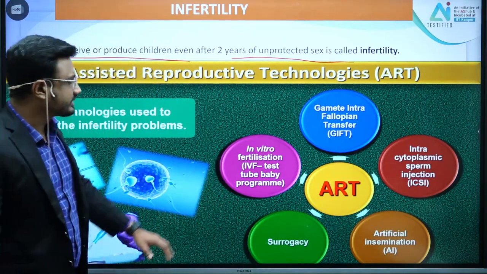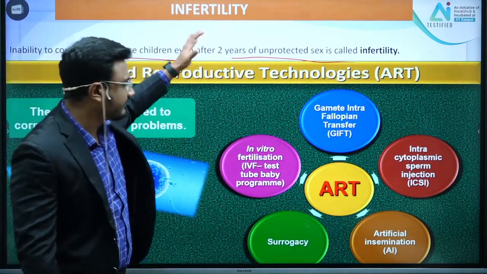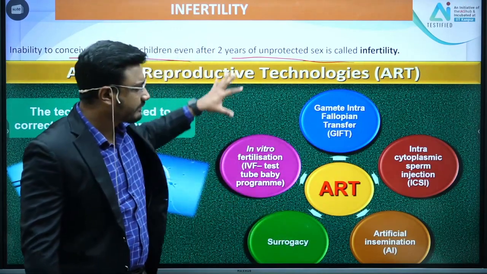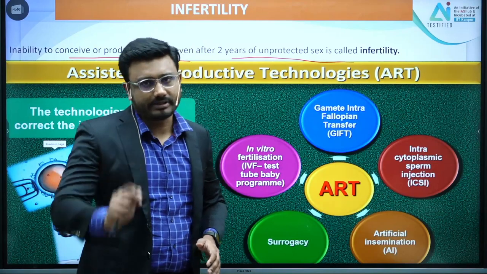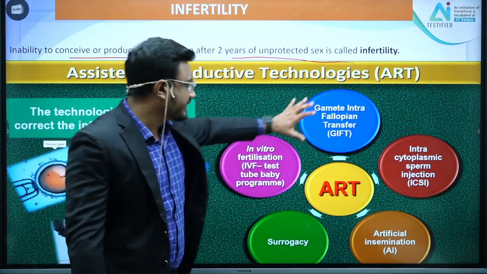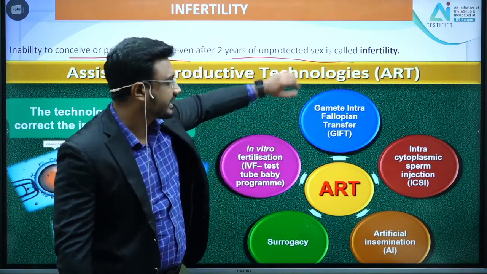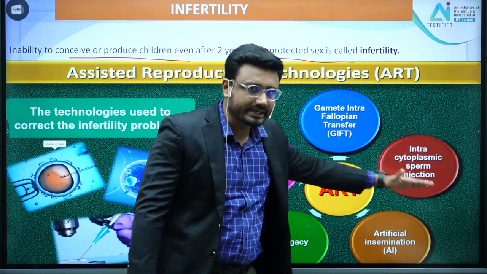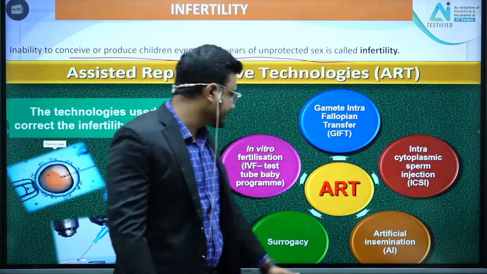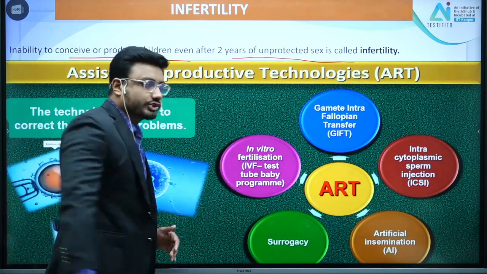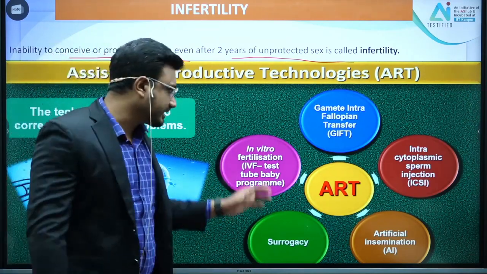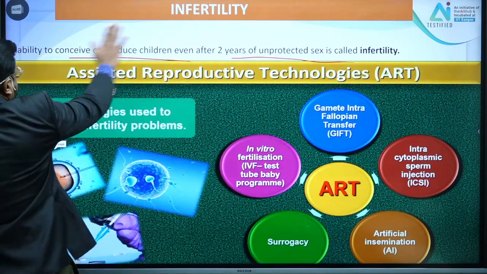In the ART technologies, various processes are present. One by one we will go through all of these processes, as match the following questions can come from this topic. We have gamete intrafallopian transfer, intracytoplasmic sperm injection, artificial insemination, surrogacy, and in vitro fertilization, also known as the test tube baby program. Now let us start with all these ART technologies, right?